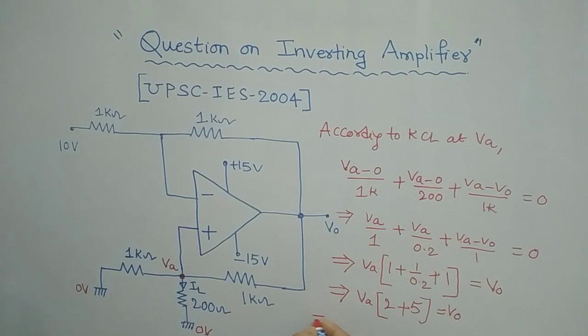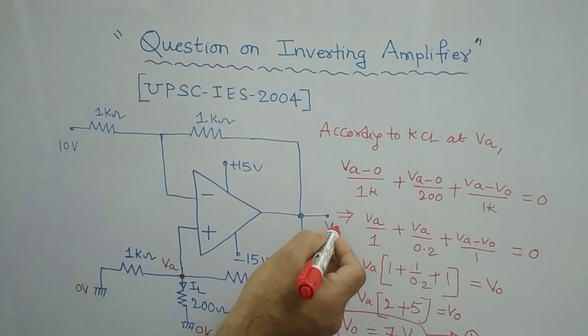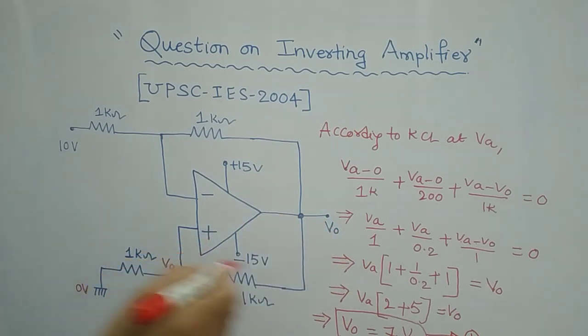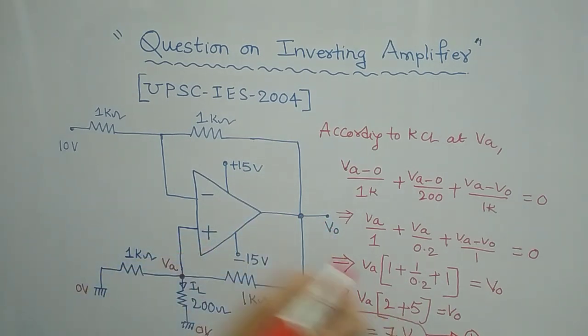Therefore V0 is equal to 7 times VA. This is one relation we get, between the output voltage V0 and the nodal voltage VA. You can call this equation number 1. So by applying KCL at this particular node, we get one equation between output voltage V0 and nodal voltage VA: V0 is equal to 7 times VA.